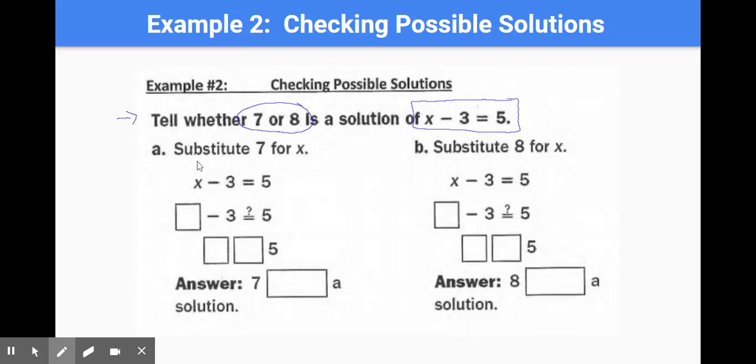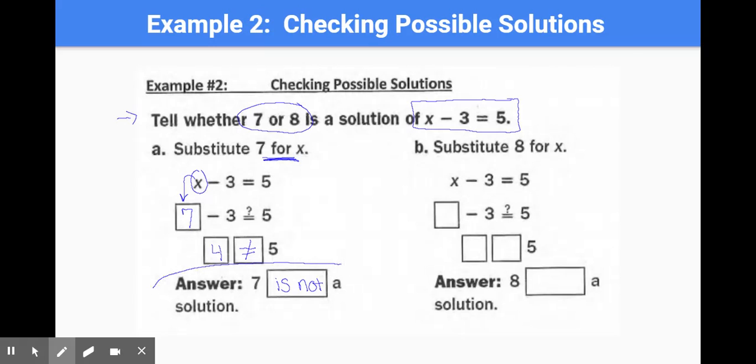So for part A, we're going to substitute in 7 for x. So the original equation was x minus 3 equals 5. I'm going to take out this x, and I'm going to replace it with the 7, because that's what the directions told me to do. They said try 7, test it and see if it works. So we're going to check it. 7 minus 3 makes 4, and 4 is not equal to 5. It didn't work. In order for it to be a solution, I should get something that's true, and 4 does not equal 5. So therefore 7 is not a solution.